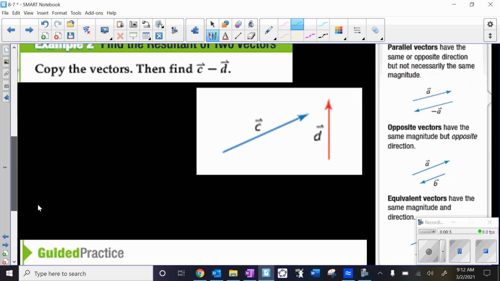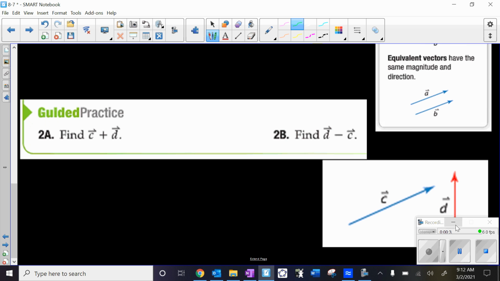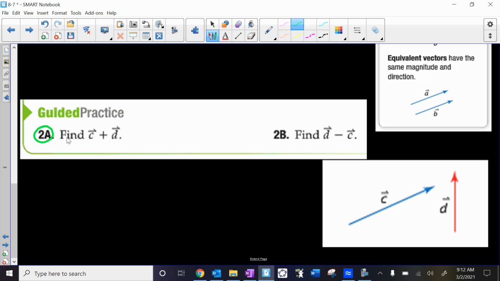Okay, so let's try, we're going to start with one that's adding, and then we'll go to one that is subtracting after that. So let's look at 2a. It wants us to find the vector c plus d. So if I read this, I'm going to start with vector c. I'm going to try and draw vector c to be going the same length and in the same direction to start. So here is vector c.